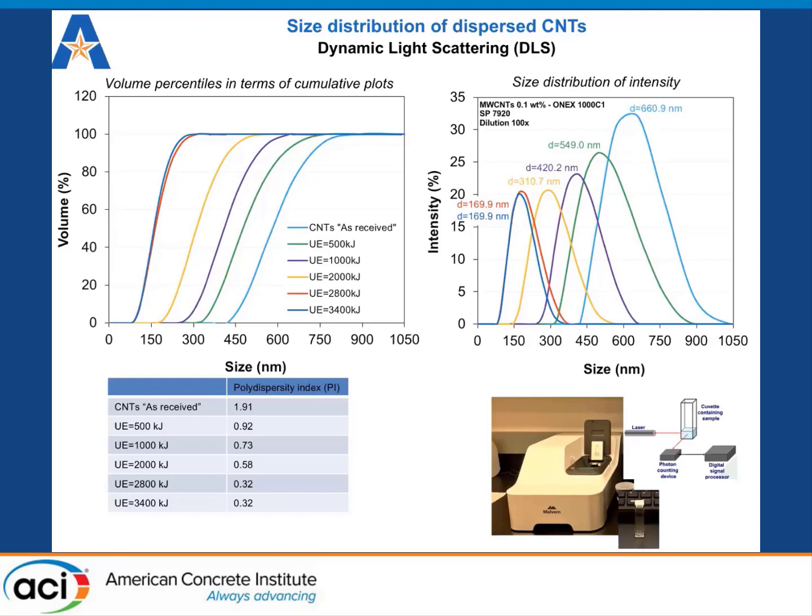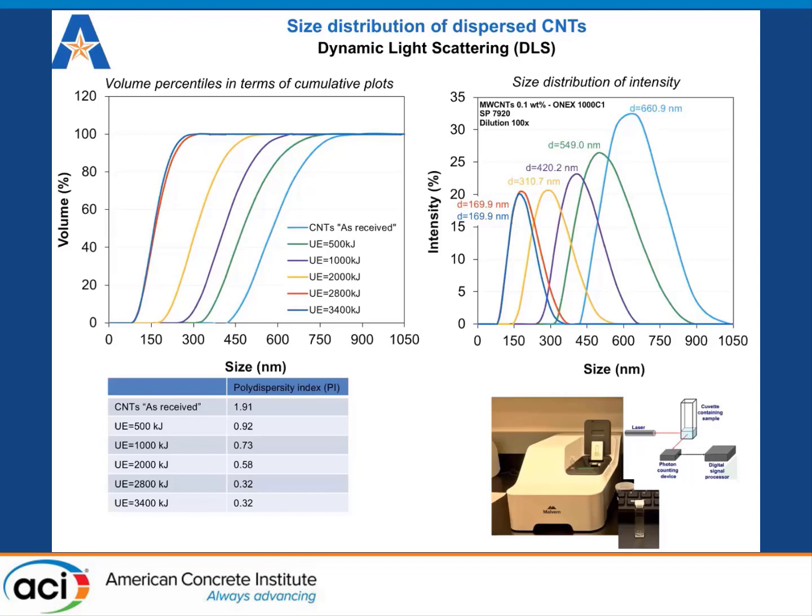This can also be observed from the information obtained by DLS called the polydispersity index, where higher values of the polydispersity index indicate very heterogeneous particles. So you see the values here: 1.91, 0.92, etc. This is indicative of the agglomerates existent in the dispersion, and of course a lower degree of dispersion.